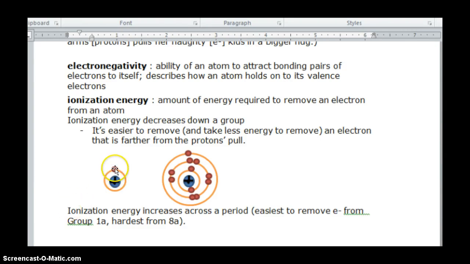And so if we look at this, the protons are what's hanging on to the electrons, and here it's really close, so it's got a tight hold on it. Look at how far away this electron is, and so the proton doesn't have as strong of a hold on it because it simply has a greater distance. Just like magnets. When magnets are really close together, they're very attracted to each other. When they're farther apart, there's not as much attraction. So distance does matter.